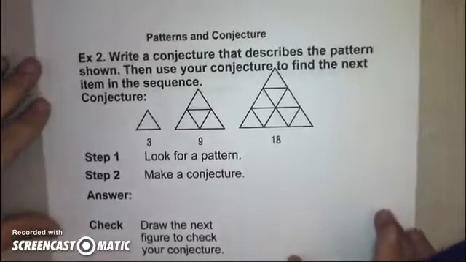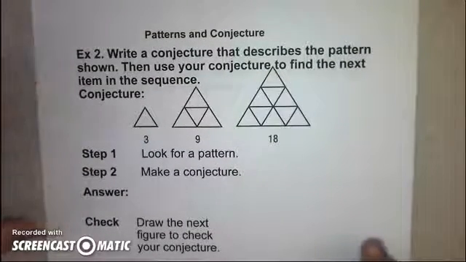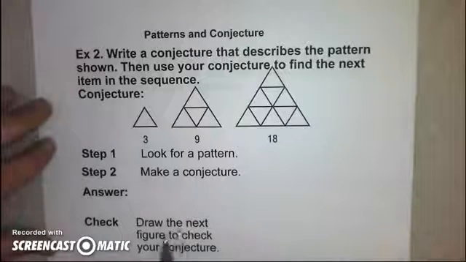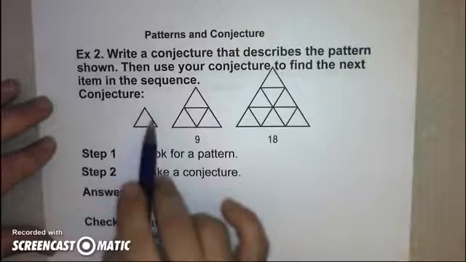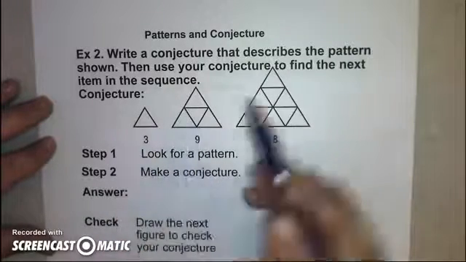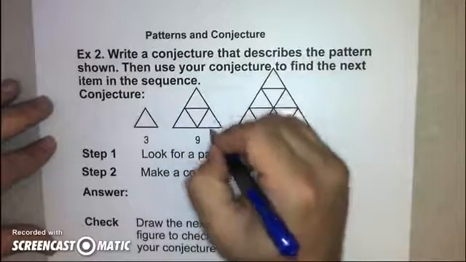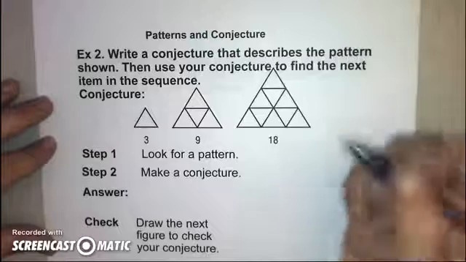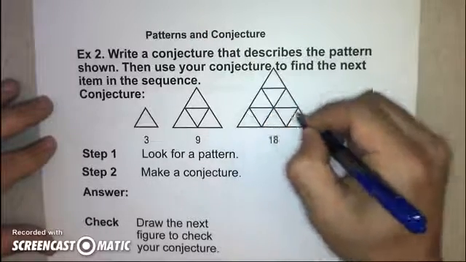Okay, for example 2, we're going to do some of the same things. I'm going to let you try and do this part a little bit more on your own. And then we're going to check by drawing our next figure to make sure it works. And so this is our first term. It's actually a figure. It's made up of 3 segments. Then this figure is made up of 9 separate segments. 1, 2, 3, 4, 5, 6, 7, 8, 9. And then this next one is made up of 18 of these smaller segments.